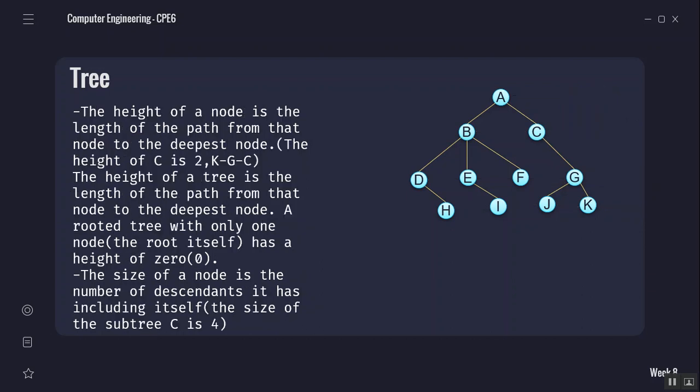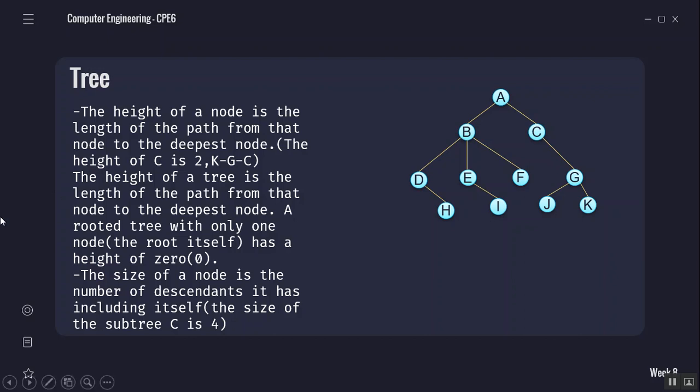Next, the height of a node is the length of the path from that node to the deepest node. Let's say, for example, the height of C is 2. The deepest nodes here are H, I, J, and K. Since C belongs to this path, we could conclude that from K to G is 1, G to C is another 1, so 1 plus 1 is 2. That's why the height of C is 2.